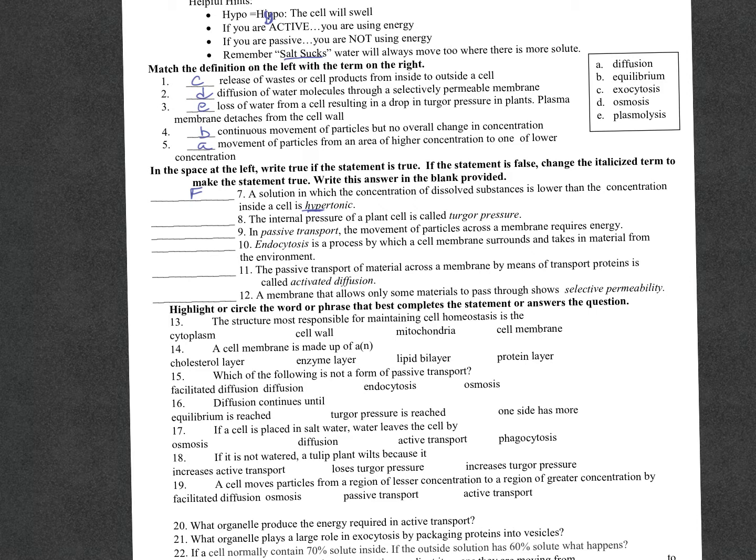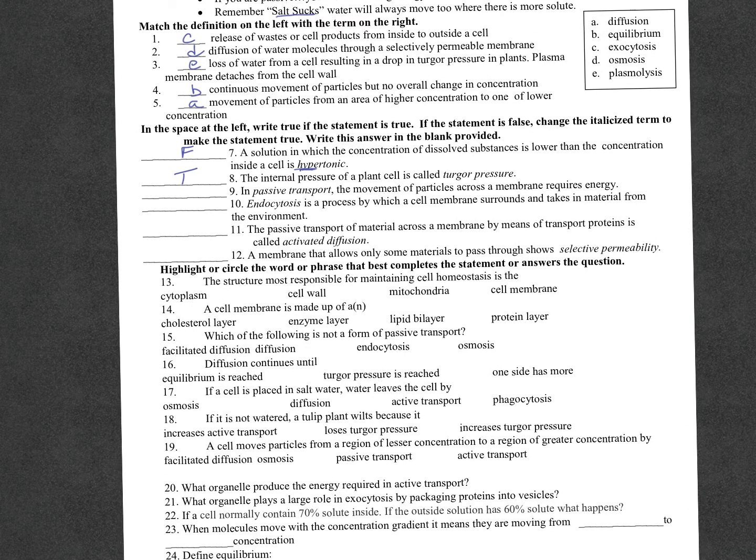Internal pressure of a plant cell is called turgor pressure. I can accept that. It's a little loose definition, but okay. Passive transport, the movement of particles across the membrane, requires energy. It does, but no extra energy, so I'm going to go with false, right? Just the heat energy, its own kinetic energy, is enough.